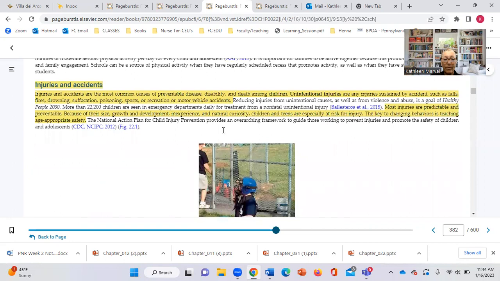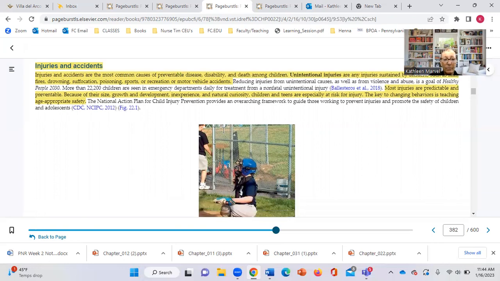Injuries and accidents are huge with kids, right? We know that injury and accidents are the most common cause of preventable disability and death among kids. Unintentional injuries are injuries that are sustained by accident, for example falls, fires, drowning, suffocation, poison, motor vehicle accidents. We know that most injuries are predictable and preventable. Okay. The key is education and prevention.